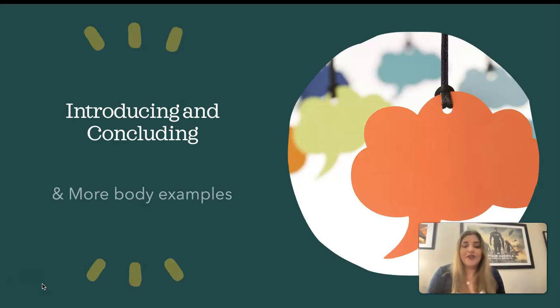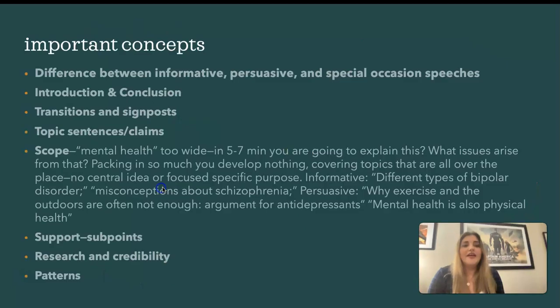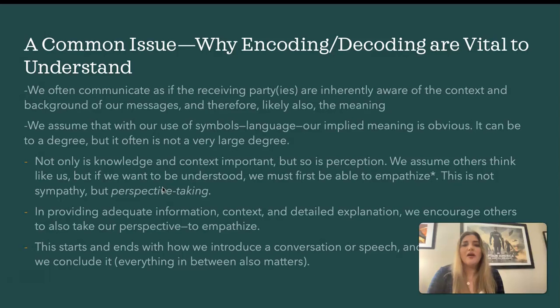Okay. But first, introducing, concluding, some important concepts. Transitions, okay, we're going to skip that for now. As far as introducing and concluding go, and as far as clarity within your speech, it's really important if you go back to the first lecture, where we talked about encoding and decoding. Encoding and decoding have to do with how well the people you're speaking to or communicating with are understanding the meaning you wanted to send.